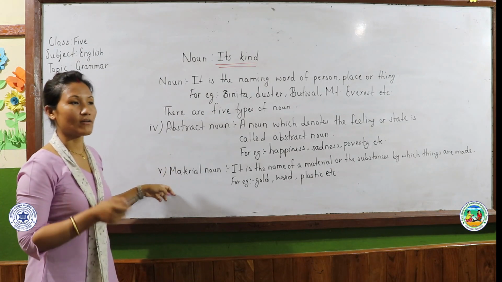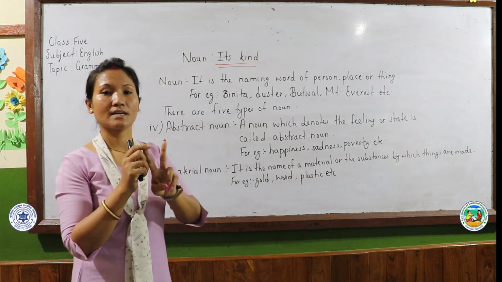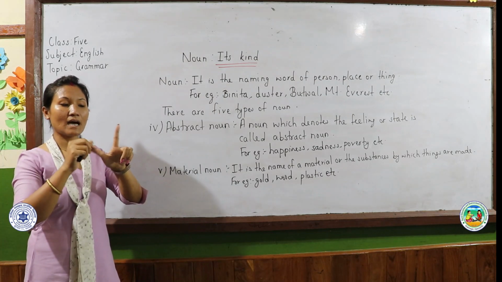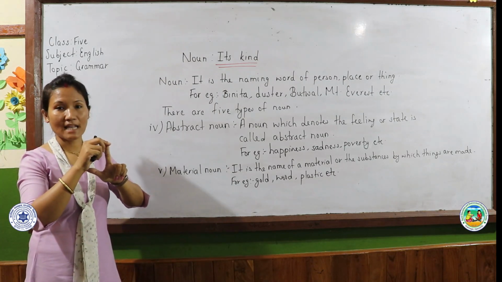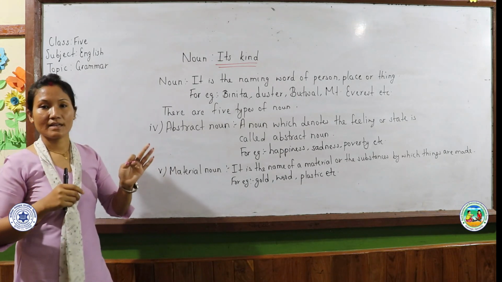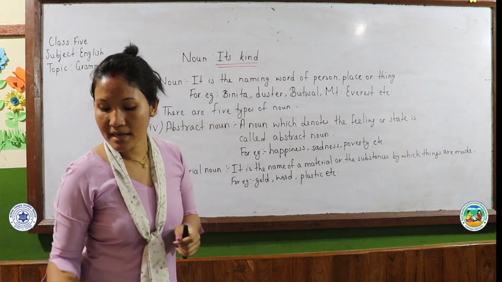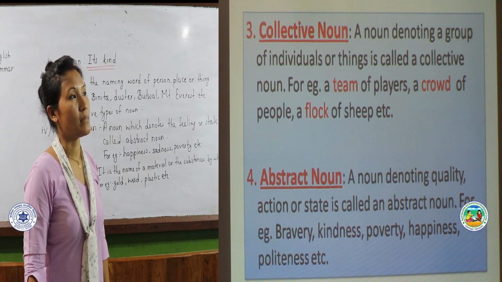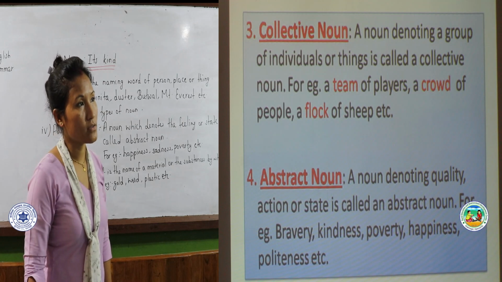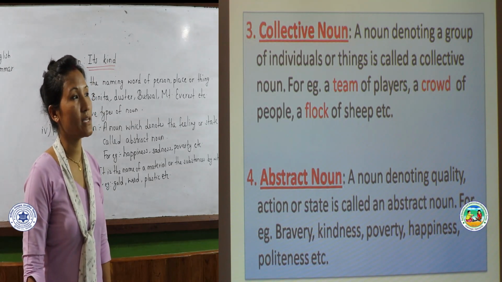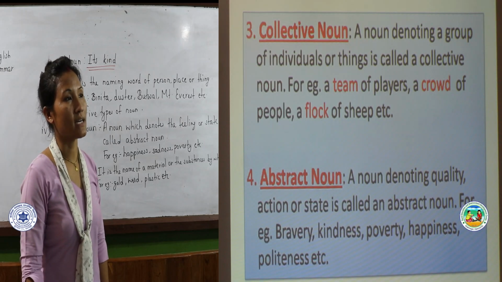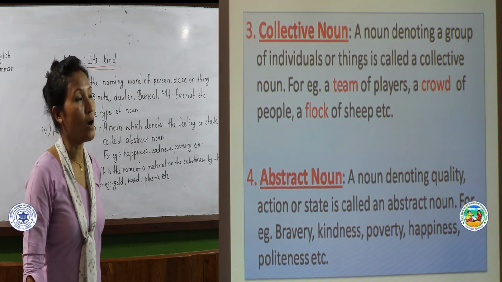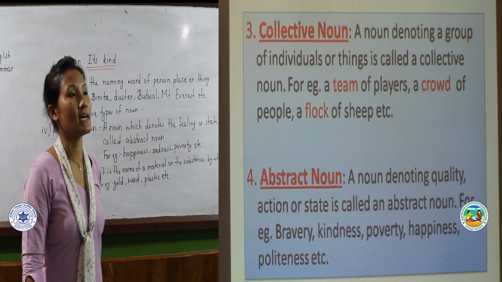Now, the first type of noun was proper noun. The second type was common noun. Proper noun and common noun, we had a look at on the slide. Now the rest of the three we will look at on the slide and learn from there. Third number, collective noun. A noun denoting a group of individuals or things is called a collective noun.